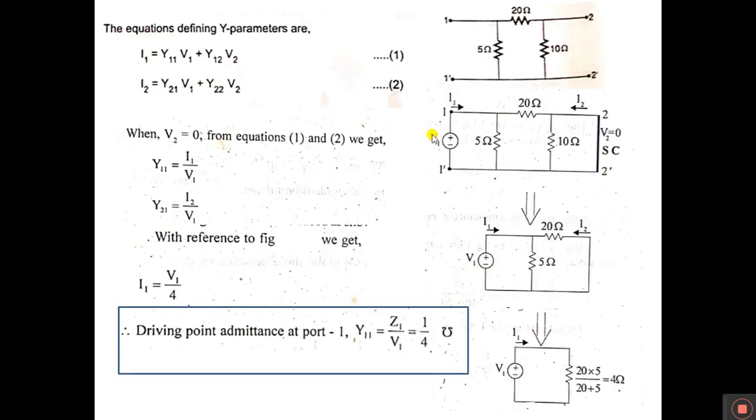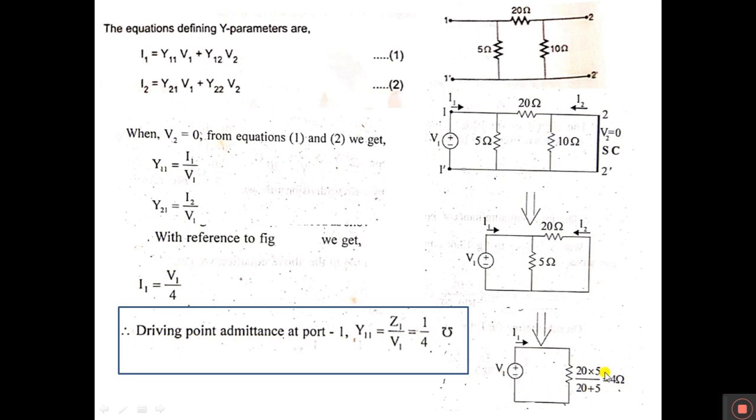Next, we are going to find y11 and y21 by making V2 equal to 0. This is the given circuit. I apply voltage V1 here and short circuit the output terminal. Now, if it is short circuited, there is no effect on this 10 ohm. So this is also 0. Now this 5 ohm and 20 ohm become parallel. If it is parallel, 20 into 5 divided by 20 plus 5, the answer is 4 ohm.